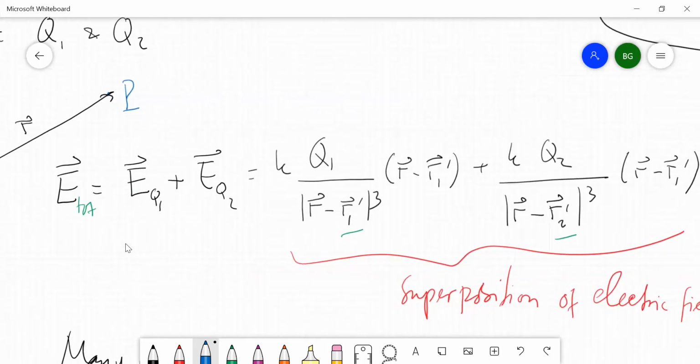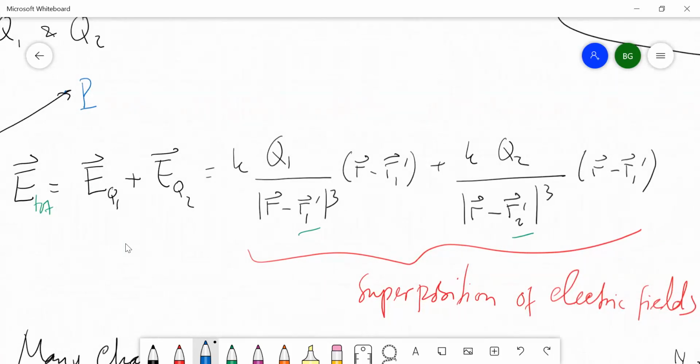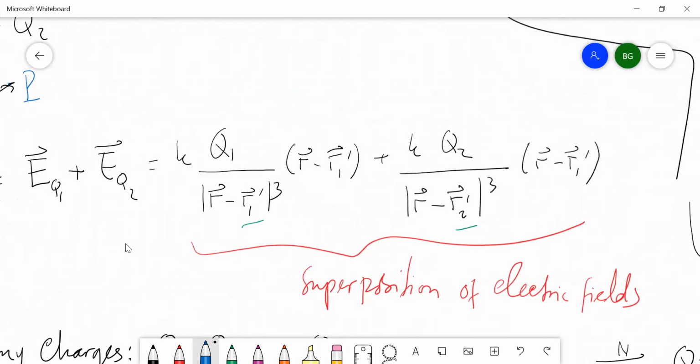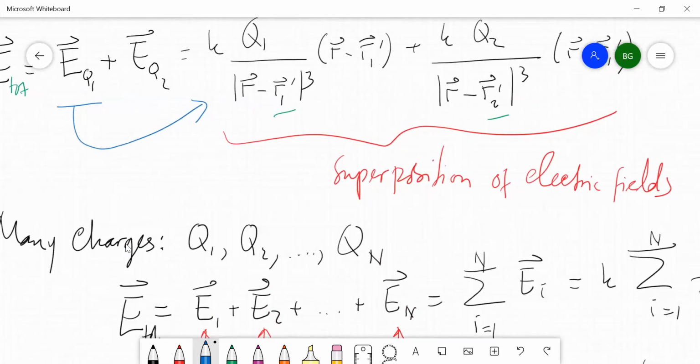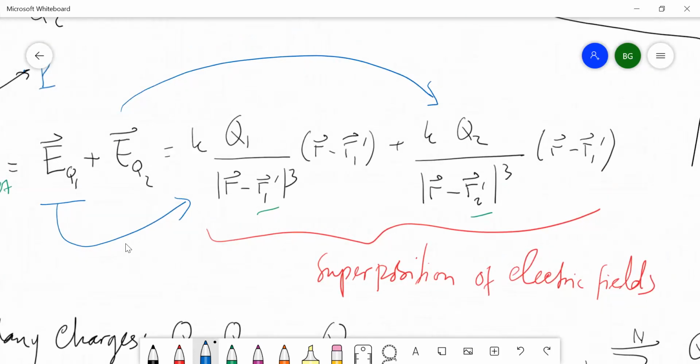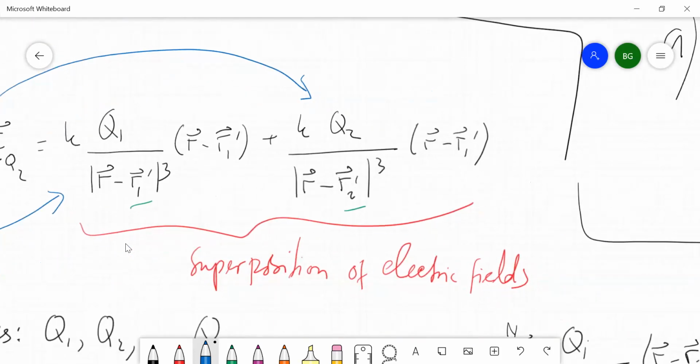So E from Q1 is this one, and then from Q2 is the second term. The first term is from this one and this one. So this we call the superposition of electric field. Okay, is there any question about this one or not?